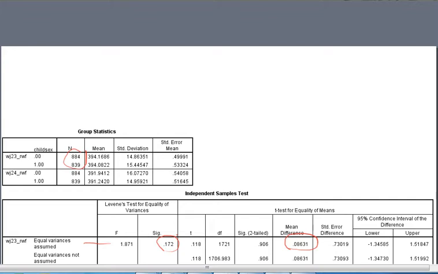So the first rule that we're going to follow is: if Levene's significance is greater than 0.05, we accept homogeneity of variance.